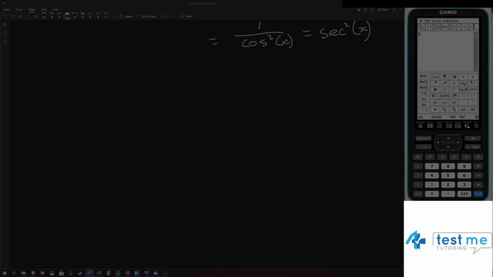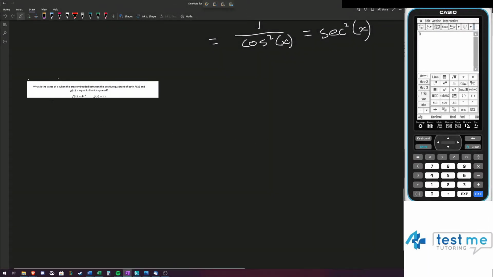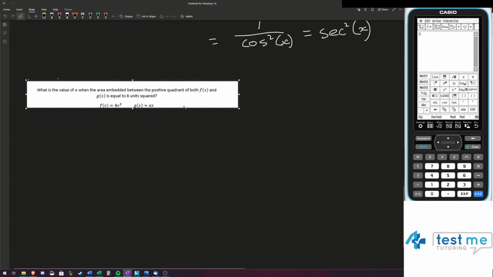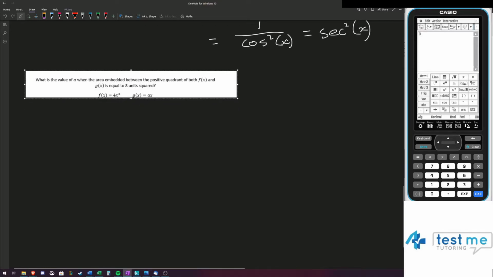Here we go. So, I don't know if you guys can read that alright, but what's the value of A when the area embedded between the positive quadrant of both f(x) and g(x) is equal to 8 units squared? So this one brings together a whole lot of different things, but it's specifically around definite integrals. And look, I thought it was quite a difficult question to answer.